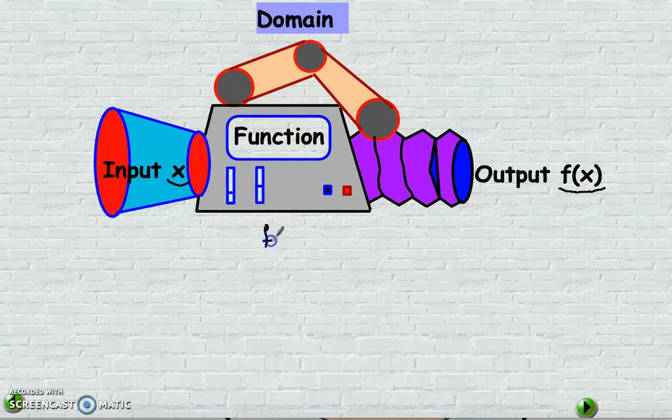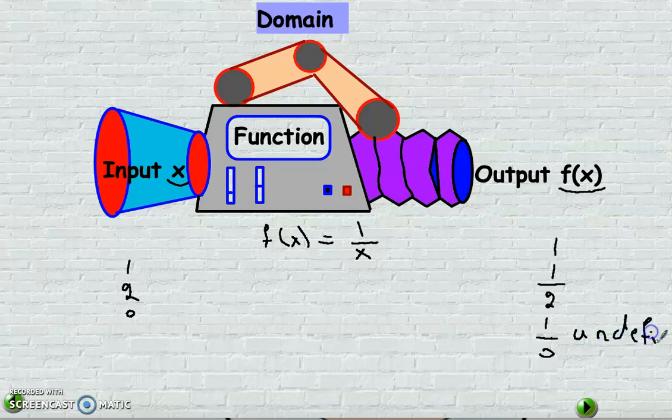Suppose that f of x equals 1 over x. Let's take some values of x and see what will be the output. If x equals 1, then f of 1 equals 1 over 1 equals 1. If x equals 2, f of 2 equals 1 over 2. But what if x equals 0? In this case, f of 0 equals 1 over 0. 1 over 0 is undefined.